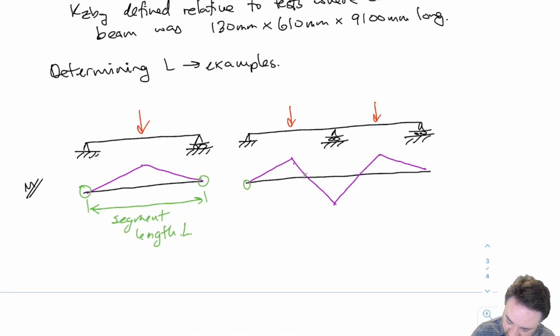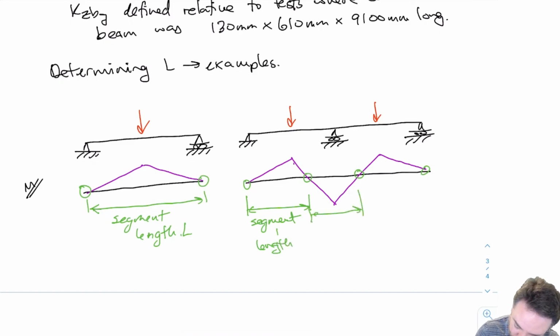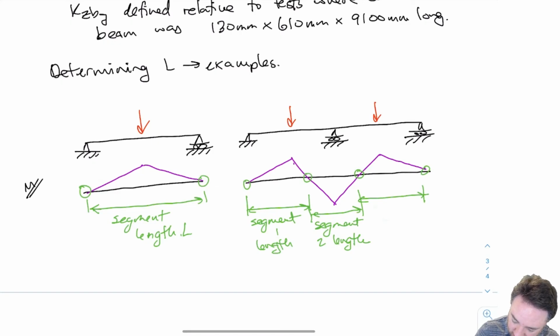So we have a few places where the moment equals 0. And so this is going to be one segment length. And this one in the middle here will be a separate segment length. And then, of course, we'll have this one on the end too. So depending on geometry, these might all be different.